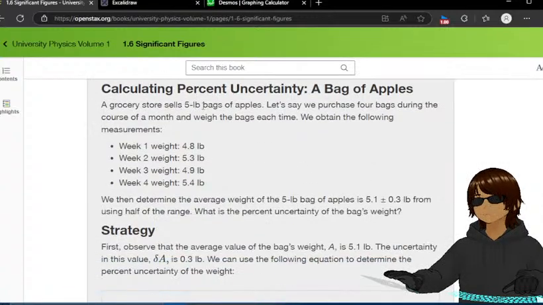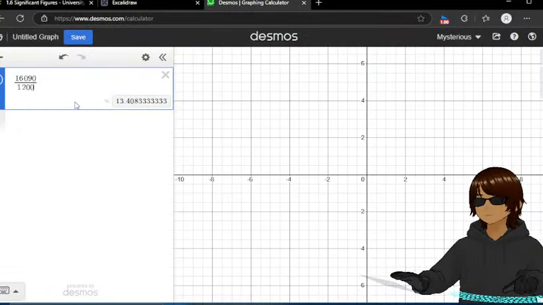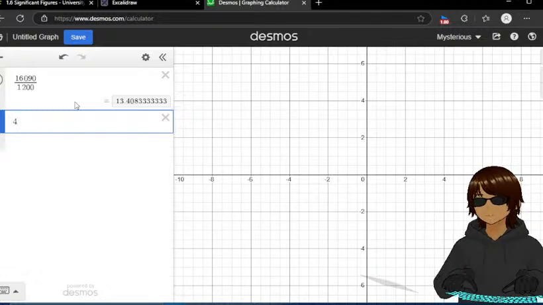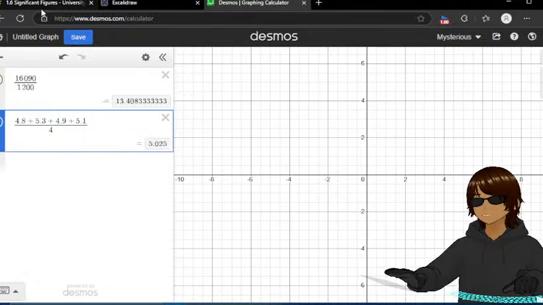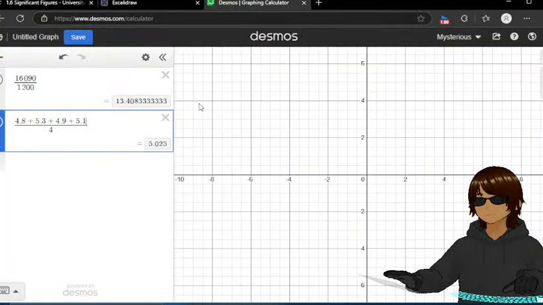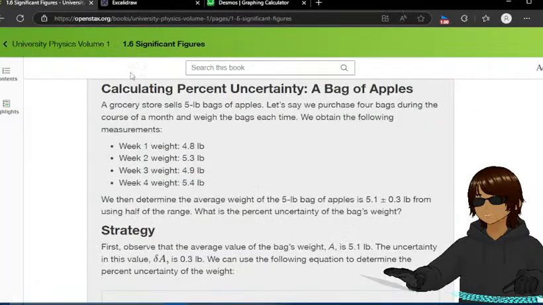A grocery store sells 5-pound bags of apples. We obtain the following measurements: 4.8, 5.3, 4.9, 5.4. So the average is 5.1, right? Hold on. 4.8 divided by 4. Is it like this? It's 5.4. So we have 5.1.